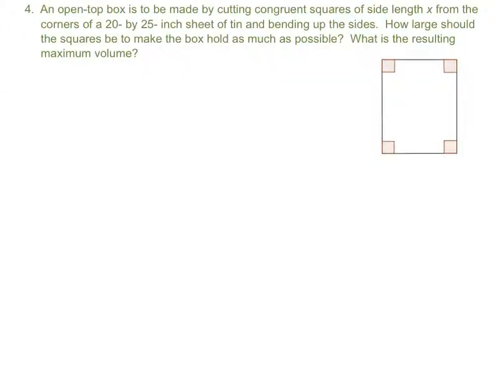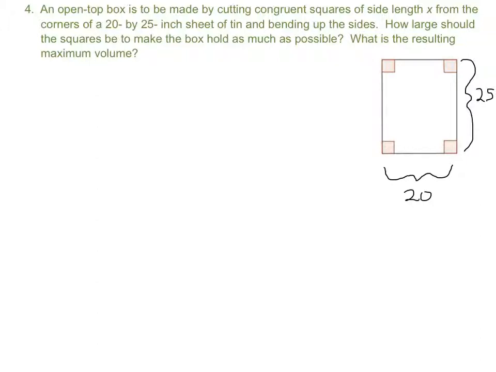Example 4. An open-top box is to be made by cutting congruent squares of side length x from the corners of a 20 by 25 inch sheet of tin and bending up the sides. How large should the squares be to make the box hold as much as possible? What is the resulting maximum volume? We want to draw a picture, see what's happening. So here we have a sheet of tin, and the dimensions of this sheet of tin will be 20 inches by 25 inches.